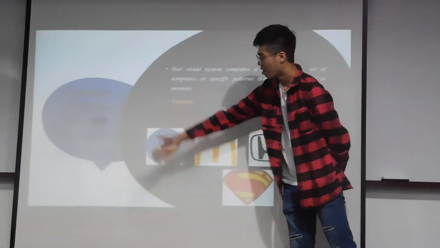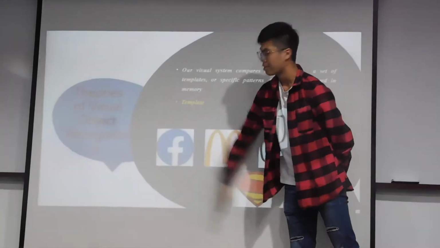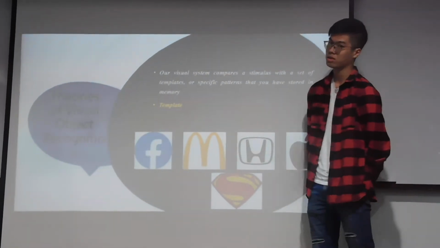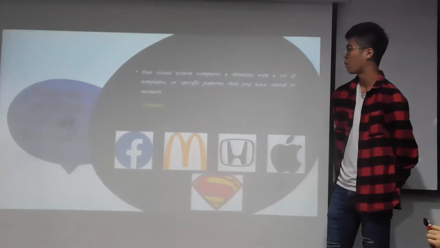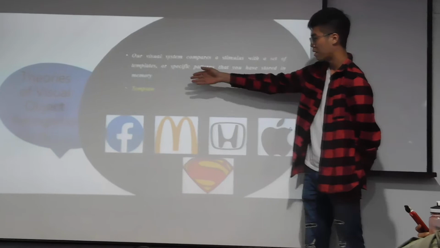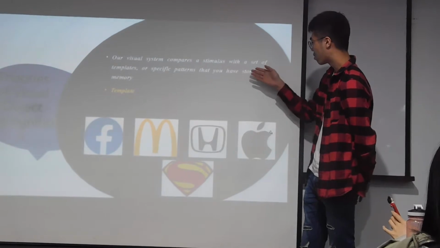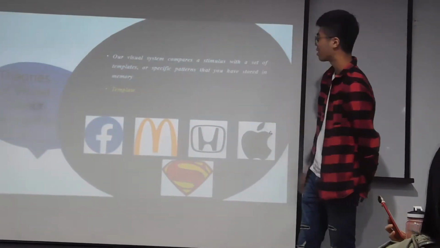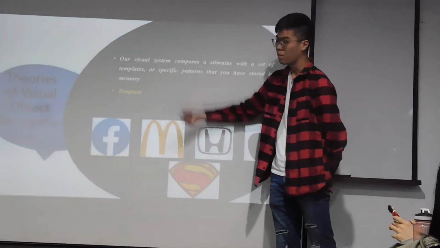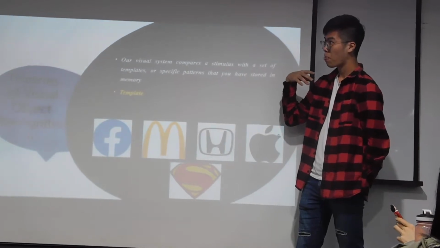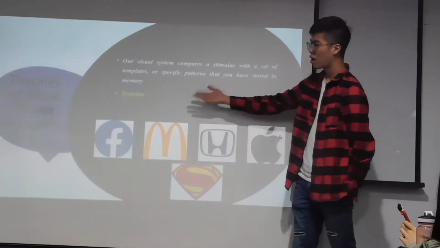Thank you. I will discuss the theories of visual object recognition. So the first theory is the template theory. According to the theory, a visual system compares a stimulus with a set of templates, or specific patterns, that we have stored in memory. After that, the template will match our stimulus.